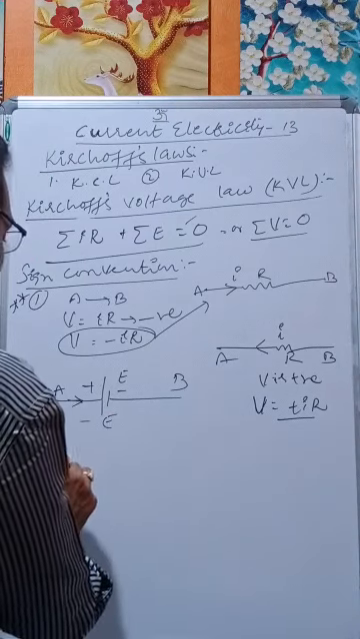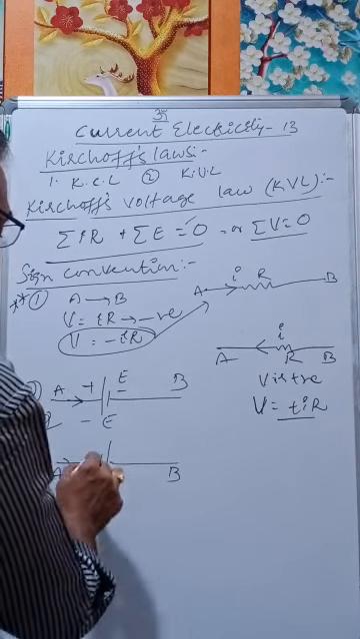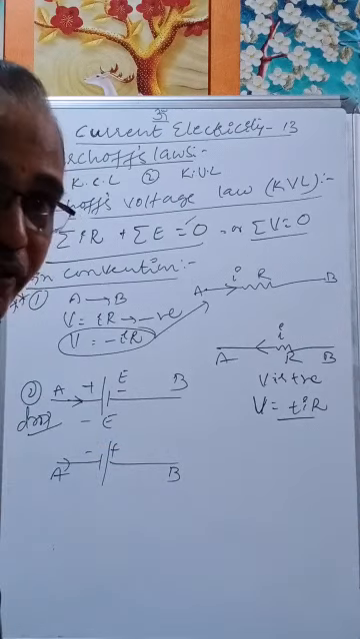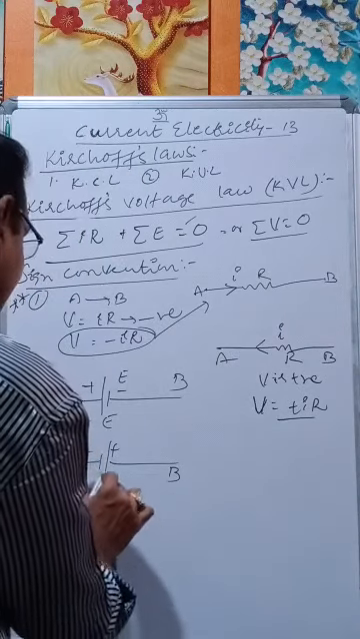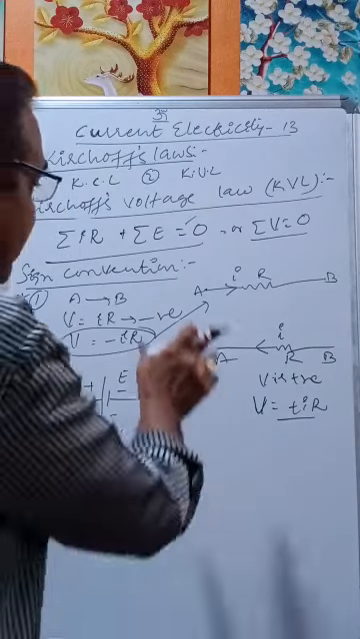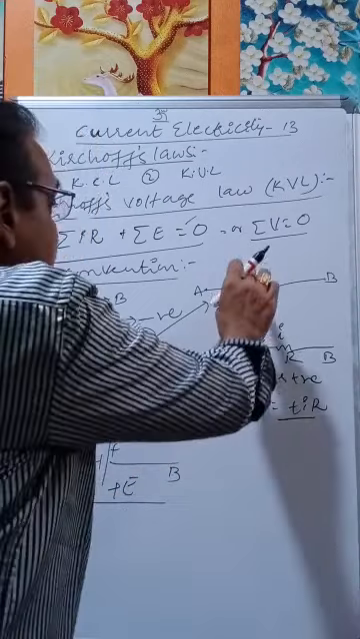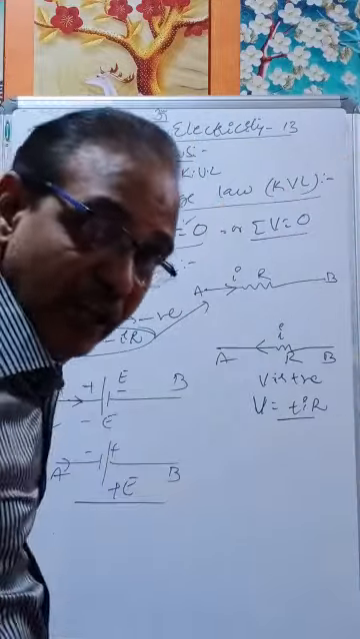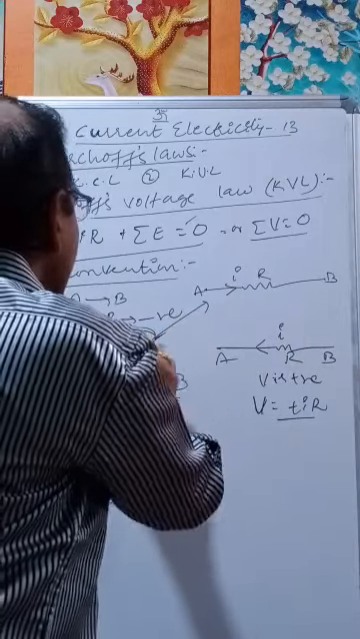Now, if we are moving from A to B, from negative to positive, we are moving from lower potential to higher potential. Therefore, the EMF is taken as positive plus E. These sign conventions are very, very important. For the potential drop across an element, if we are moving in the direction of current, the drop is taken as negative.